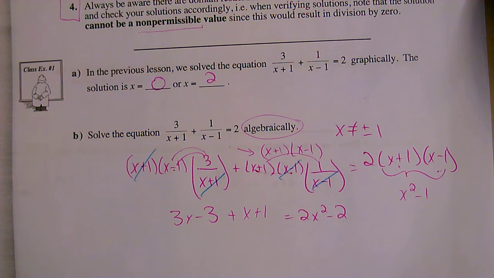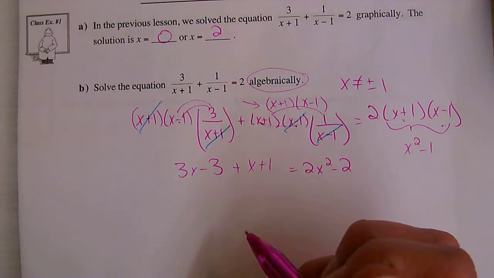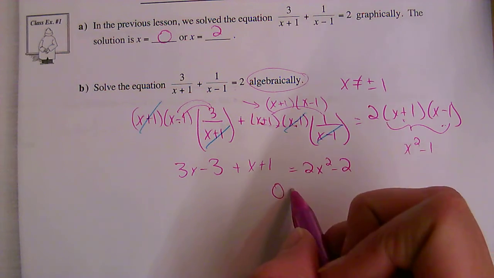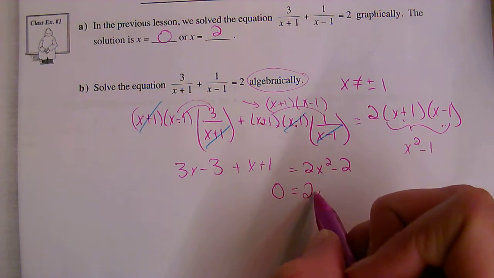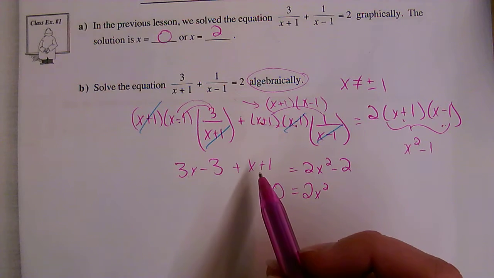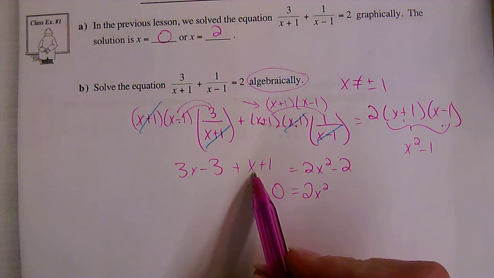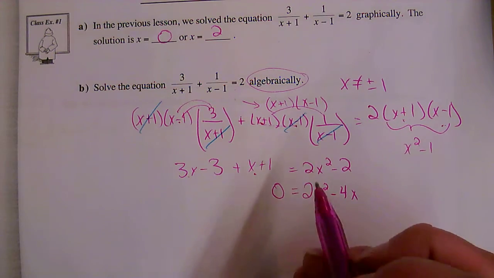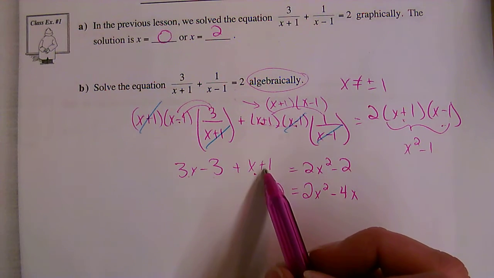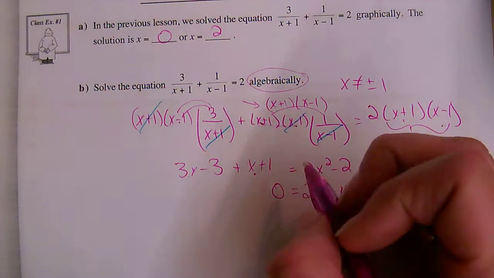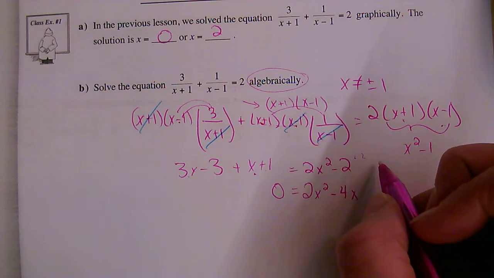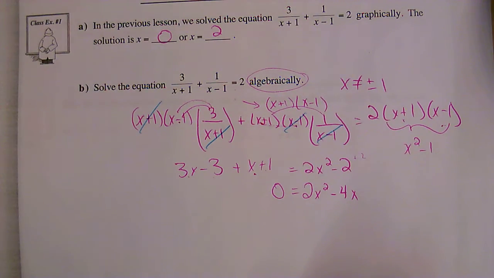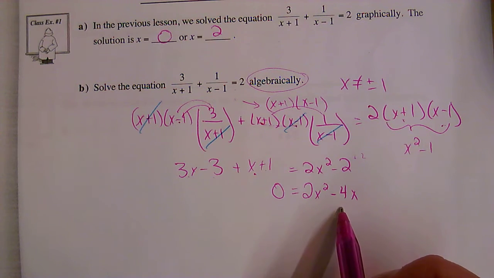Now, because I've got a trinomial, I'm going to put everything over to one side and set the other side equal to 0. So let's get everything over to this side since my 2x squared is already here. 3x plus x gives me 4x, and that's going to be negative 4x. Negative 3 plus 1 gives me negative 2. So when I add 2 to this side, that's actually going to disappear. Then this is my equation.